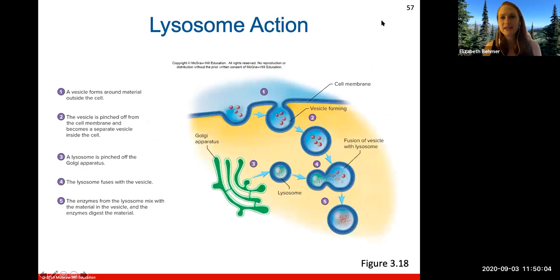So here's a look at lysosome action. A vesicle will come into the cell, maybe with something harmful inside of it, or just pieces of it that need to be digested or broken down. And the lysosome that's coming off the Golgi will fuse with that vesicle and break down whatever is inside of it. So that's what lysosomes do. They digest harmful things or just waste products within the cell.